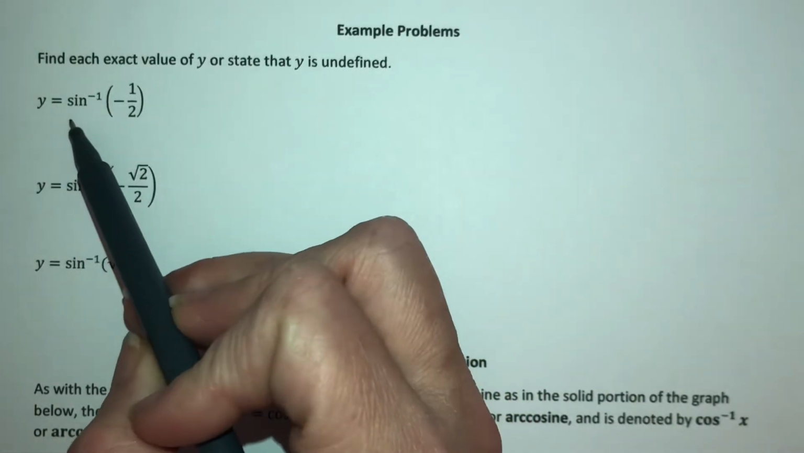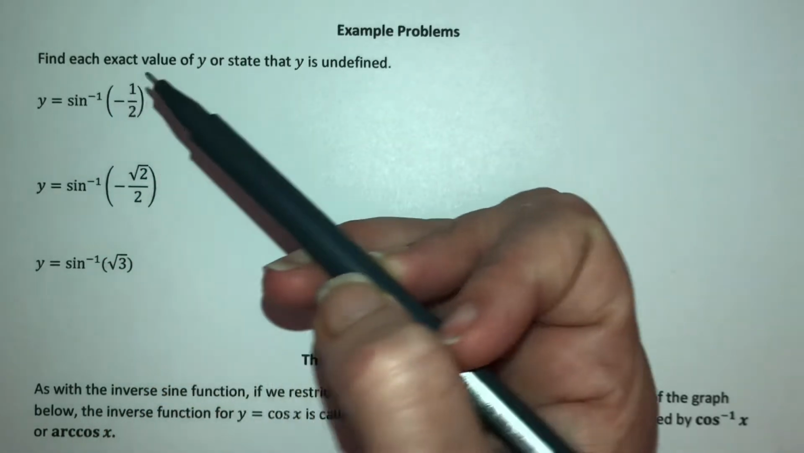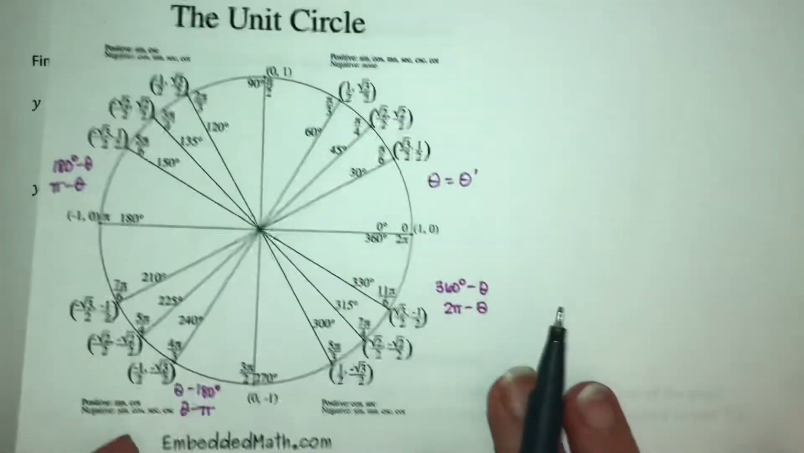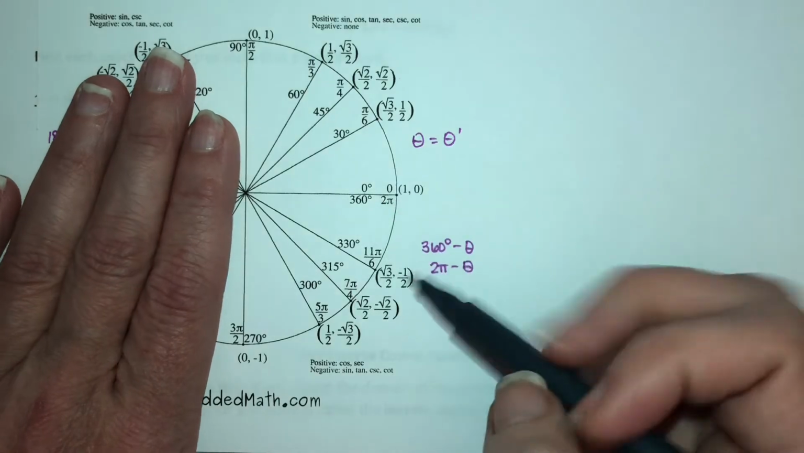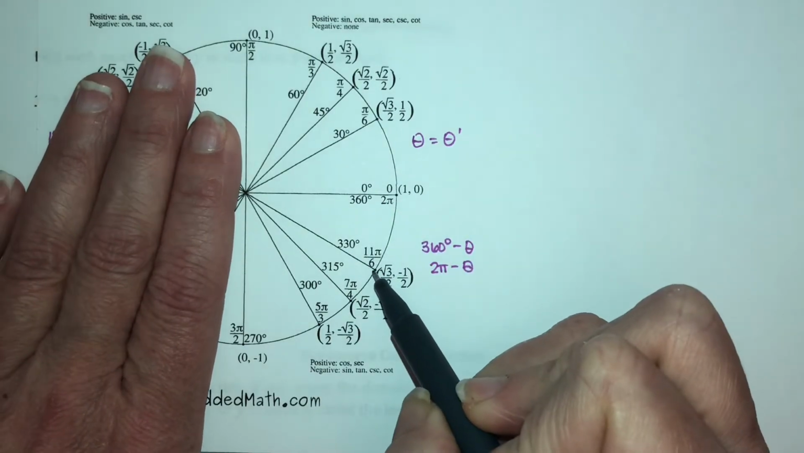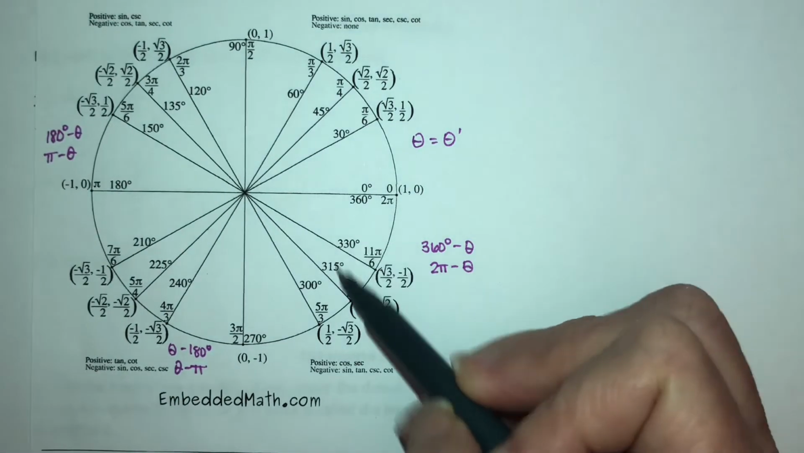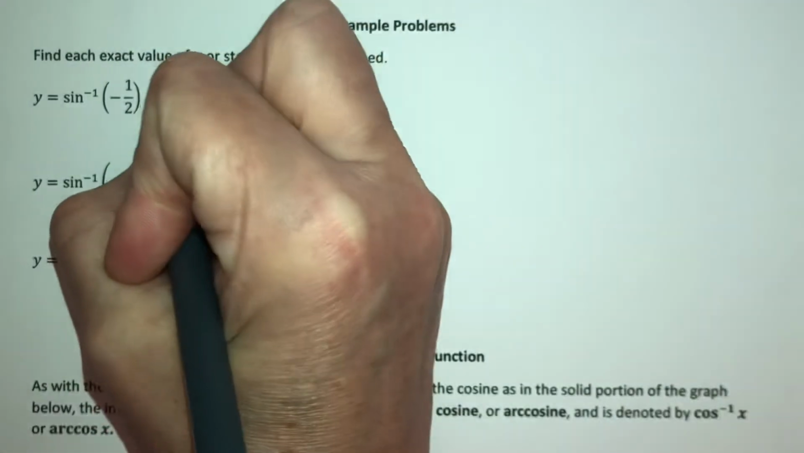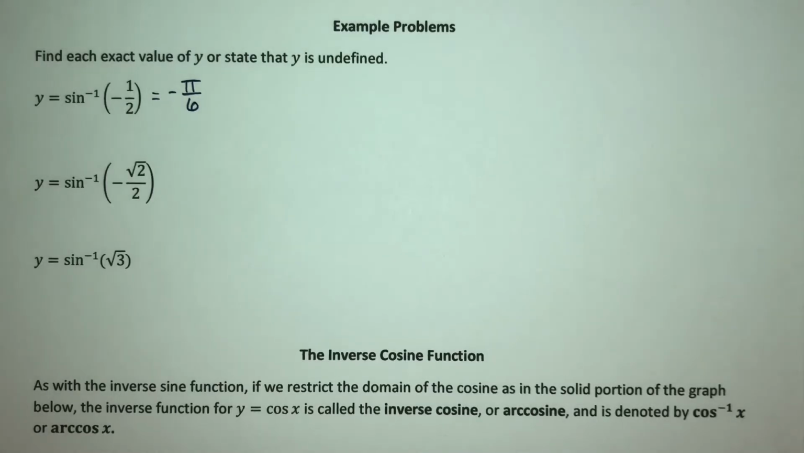We have y equal to sine inverse of -1/2. Now that's asking us what angle gives us a sine value of -1/2. So if we look here, negative 1/2 is in these two quadrants of the unit circle. Negative 1/2 happens at 11π/6. And like I said, you need to give the negative version of these angles. So this is -π/6.